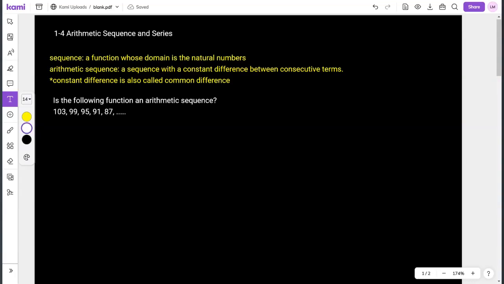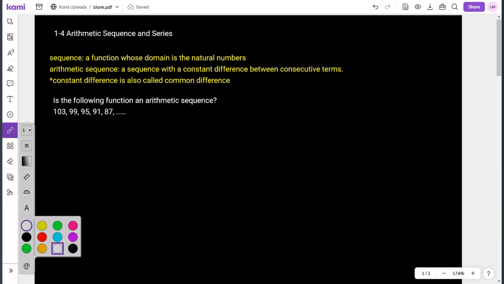Okay, let's talk about arithmetic sequence and series. So when we talk about a sequence, we're looking at a function whose domain is only the natural numbers. So the natural numbers are 0, 1, 2, 3, 4, and so on. All right, so those are the natural numbers.